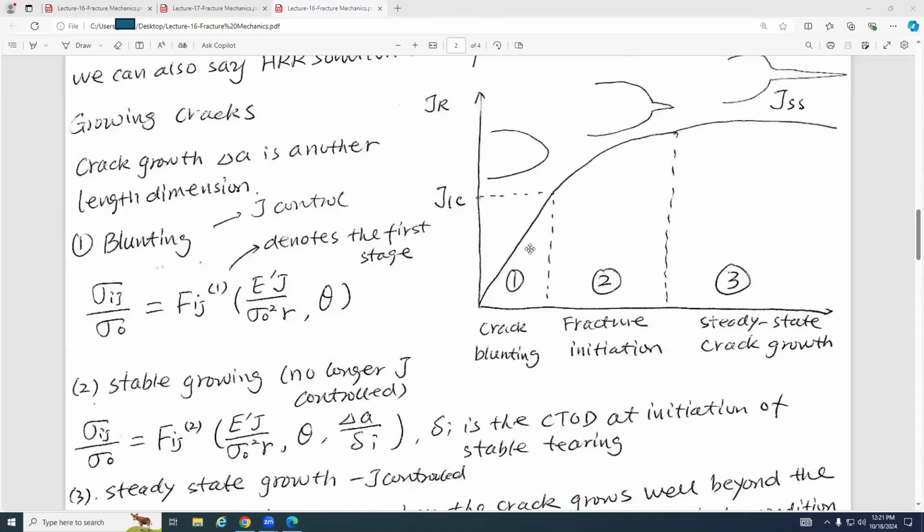Now, in addition to this term and this term, we also add a new term, delta A. Delta A is a crack increment. And delta I is the CTOD at the initiation of stable tearing. We call this stable tearing. So this guy is a function of these three terms.